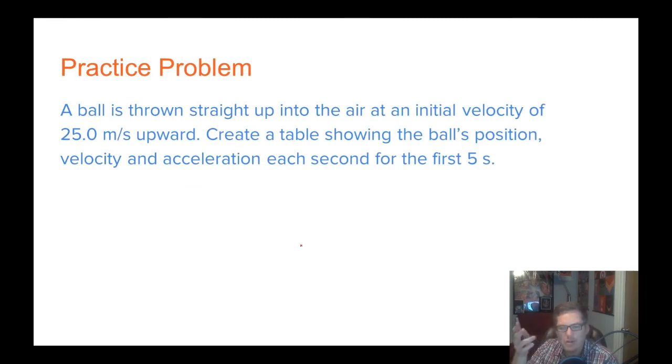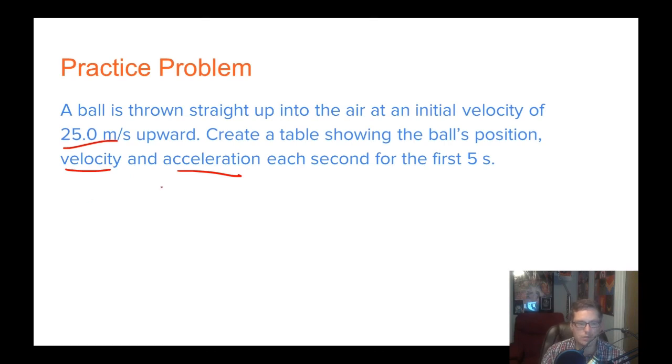So we've got a ball that's thrown straight up into the air with an initial velocity of 25 meters per second. We want to create a table showing the ball's position, velocity, and acceleration for each second of the first 5 seconds. I'm not going to draw out the whole table, but we're going to come up with what formulas you would have to use. So we want the velocity and acceleration at each second for the first 5 seconds.